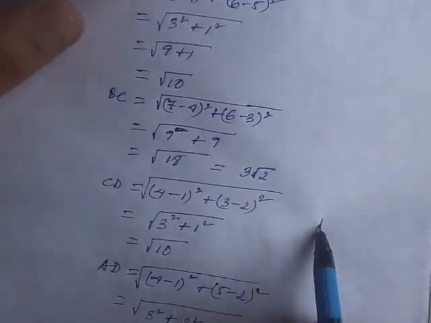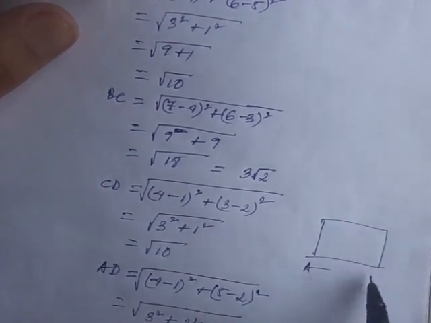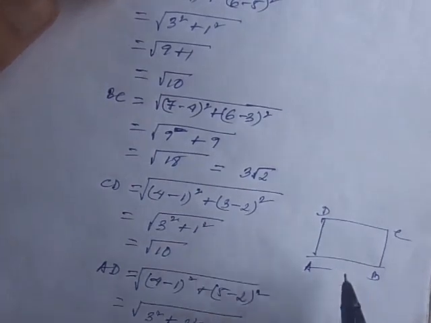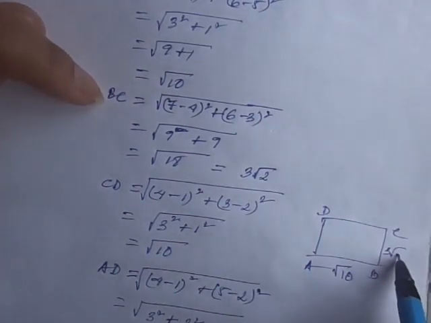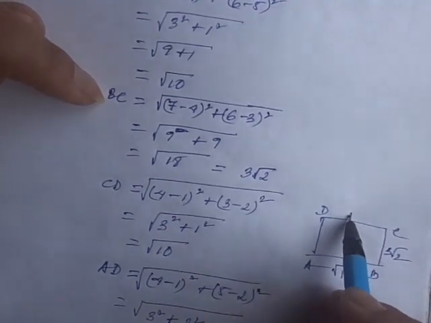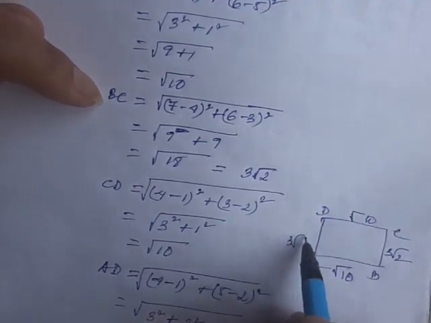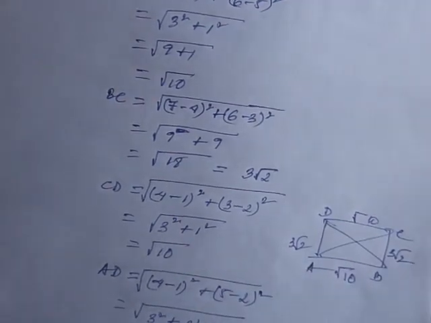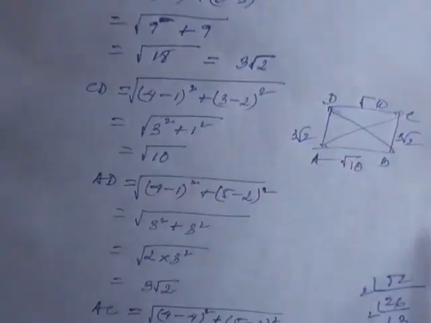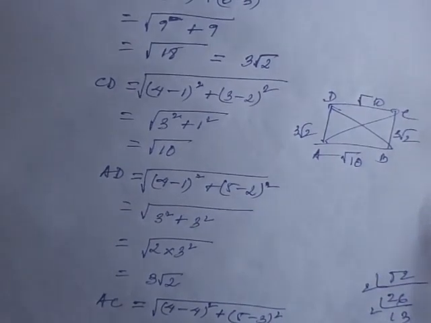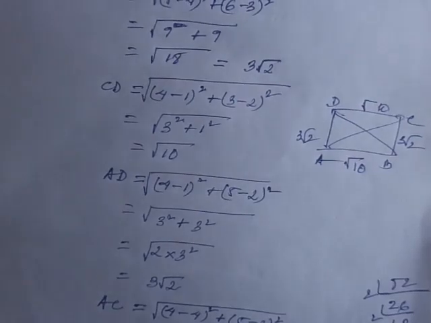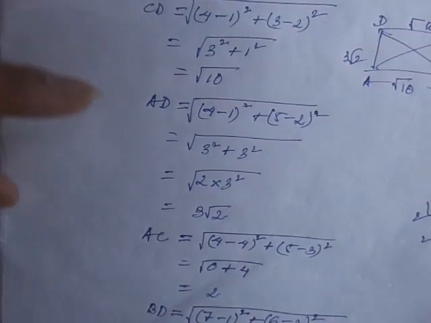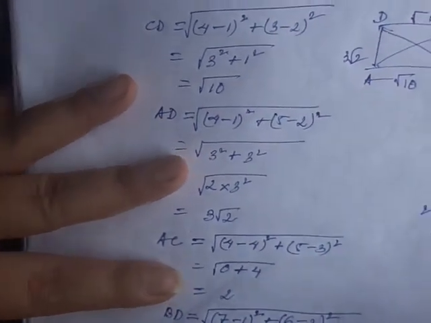See, here we find E, B, C, D. EB we get root 10, BC is 3 root 2, and CD is also root 10, and DA is 3 root 2. Okay, now the diagonals. Opposite sides are equal and diagonals are not equal. If diagonals are equal, this will be a rectangle, but this is not a rectangle because diagonals are not equal, so this will be a parallelogram. Okay, so you have to tell that.